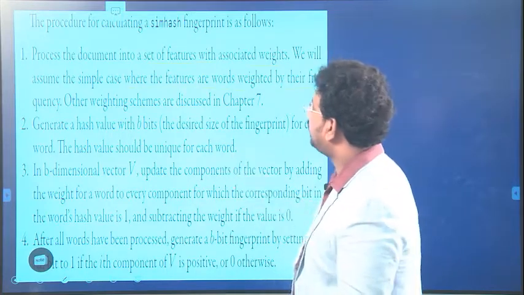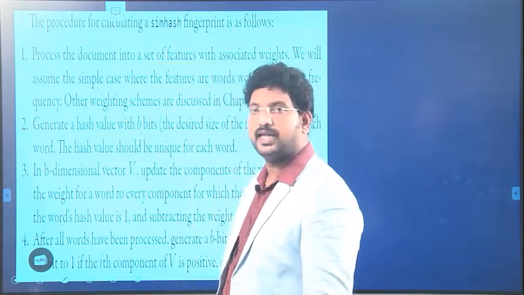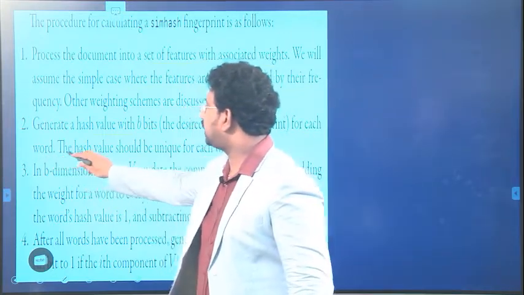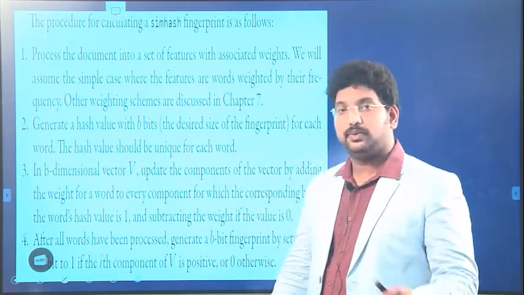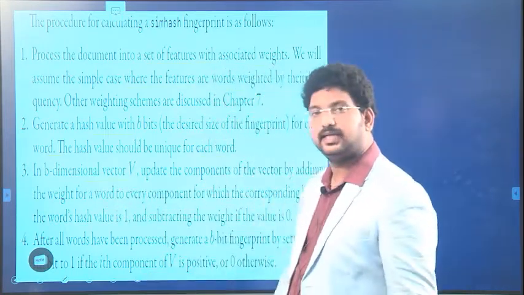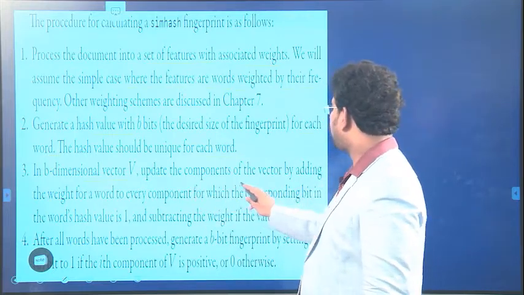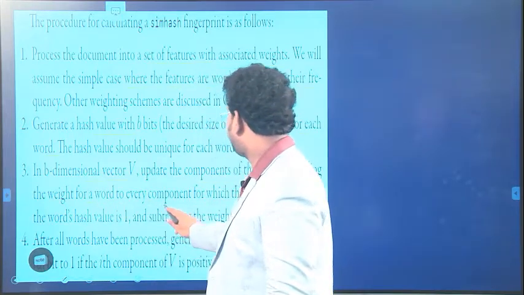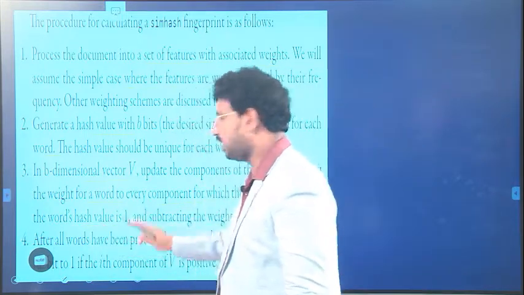The second point indicates that you generate a hash value with b bits for each word. For each and every word you have to generate the hash value. The hash value should be unique for each word. In the third step, you are going to calculate the b-dimensional vector V. Update the components of the vector by adding the weight for the word to every component for which the corresponding bit in the word's hash value is 1.